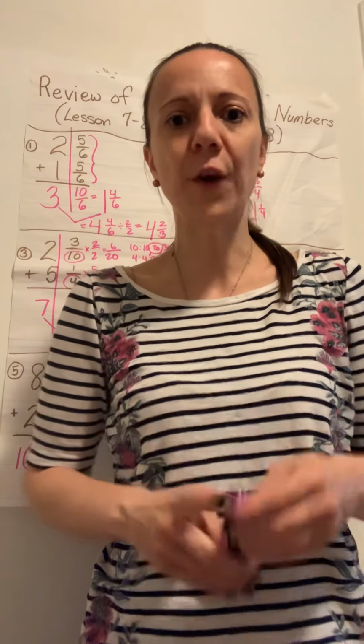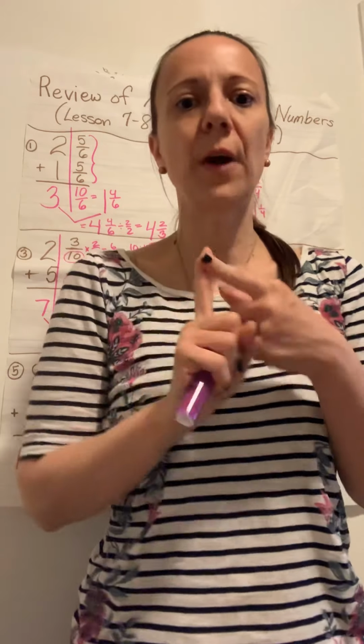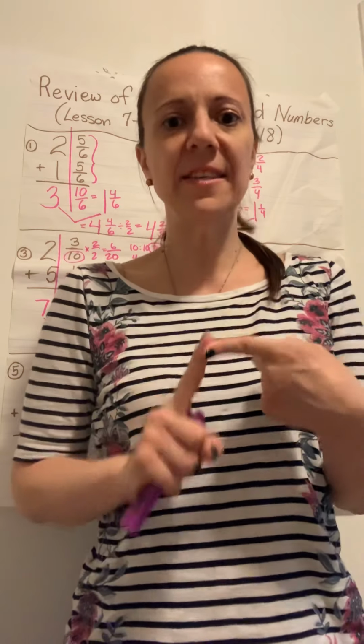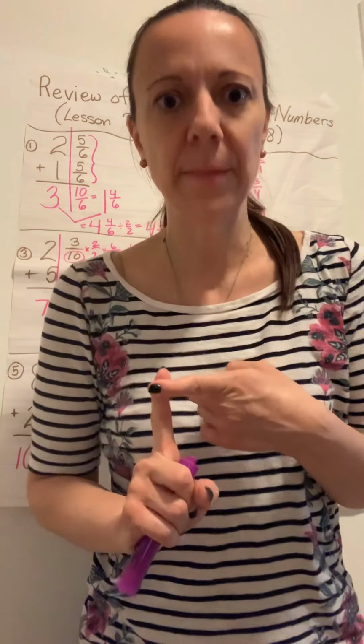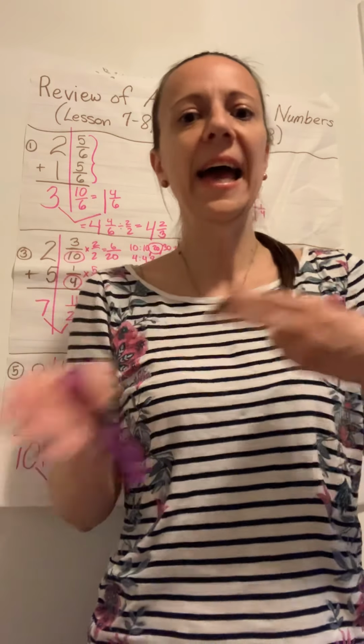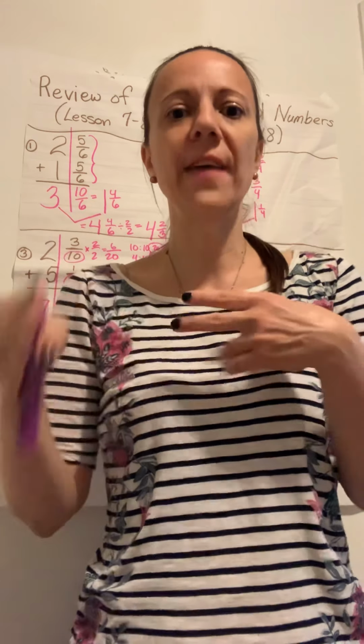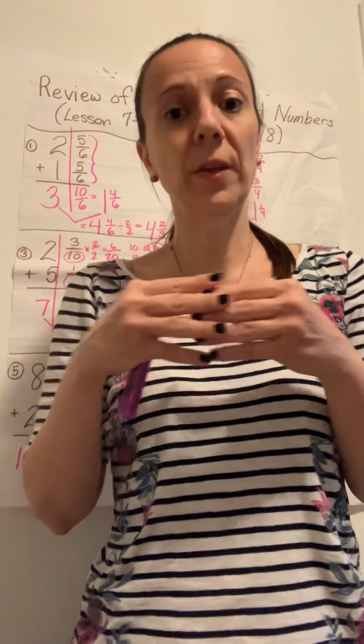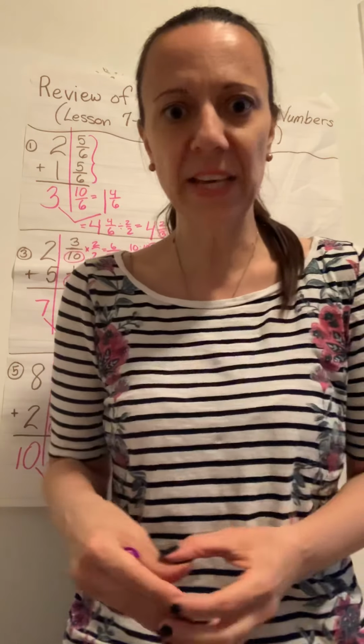Okay, so quick and easy review. That's your steps for adding mixed numbers. First, you check for a common denominator. If it has a common denominator, go ahead and add. If it does not, you need to use your equivalent fraction strategy and find a common denominator and then change them over into equivalent fractions that have the same denominator.